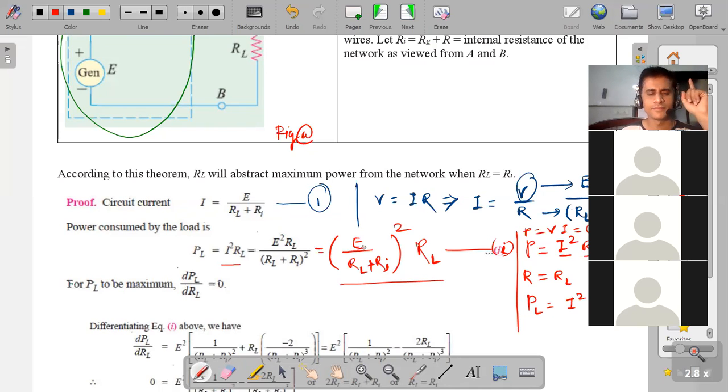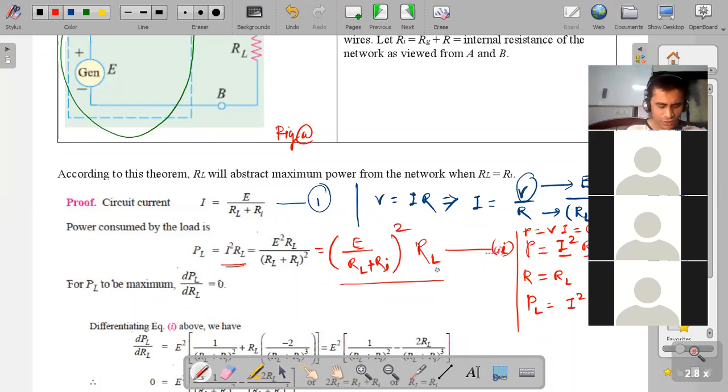Don't answer by heart. Therefore, PL is the power consumed by load resistance RL, and that is equal to I square into RL. Put equation number 1 in this equation and you will get equation number 2, which is PL equals E square upon (RL plus Ri) bracket square into RL.